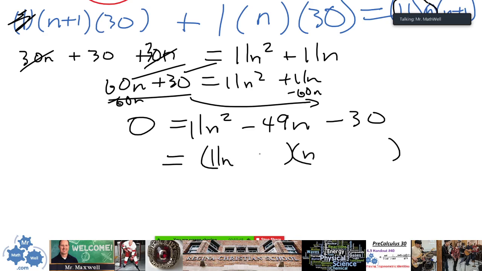So the factors of 11n squared would be 11n and n. Now 30 has a number of different factors, so we might have to try a few there, but we've got to get to negative 49 when we multiply this out. So what about 6 and 5? 5 and 6. Ooh, 5 and 6. I like 5 and 6 because 5 times 11 is 55, and then 55 minus 6 is 49. That's really good.